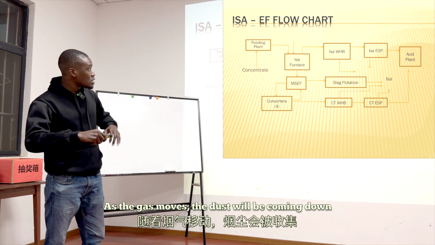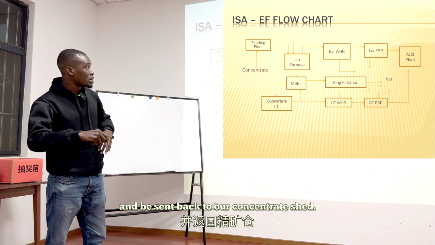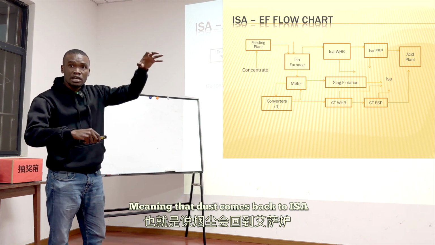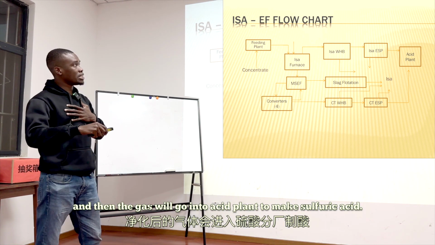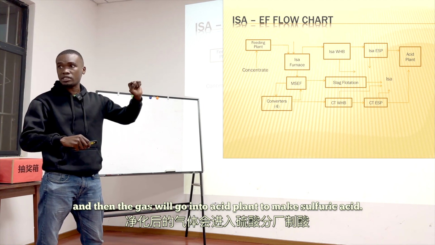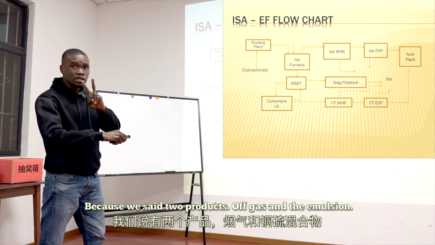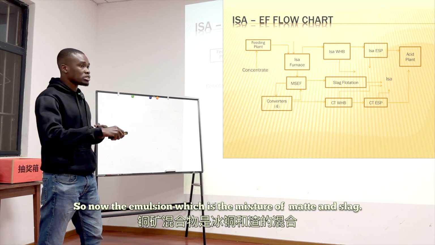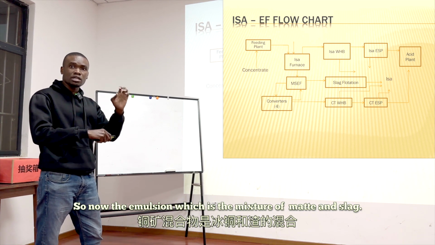As the gas moves, the dust will be coming down and be sent back to our concentrate shed, meaning that dust comes back to ISA. And then the gas will go on to the acid plant to make sulfuric acid. Because we said two products, off gas and the emulsion. Now the emulsion, which is the mixture of matte and slag.